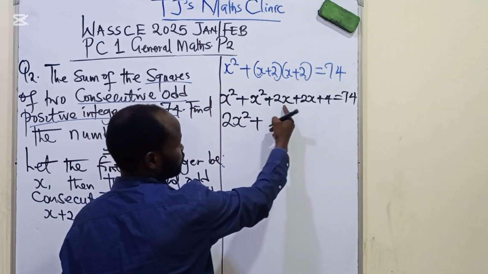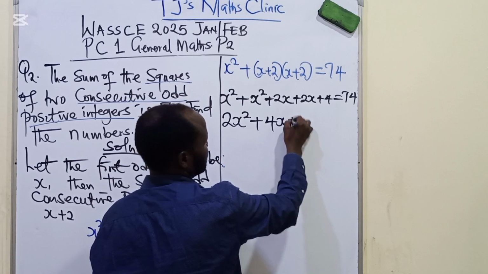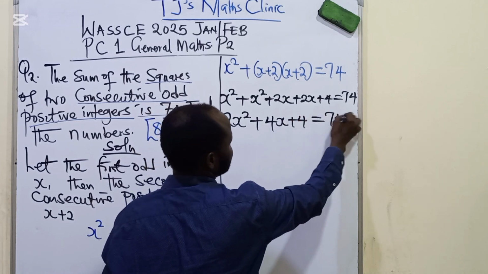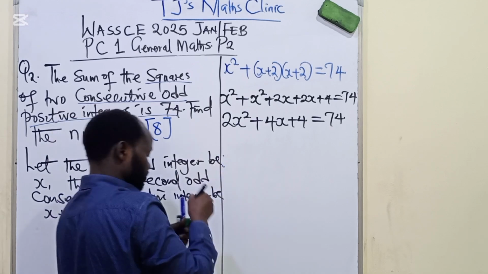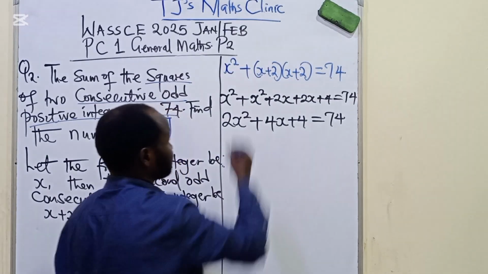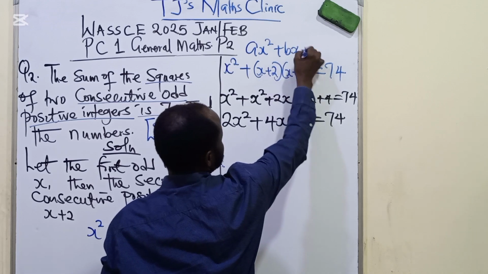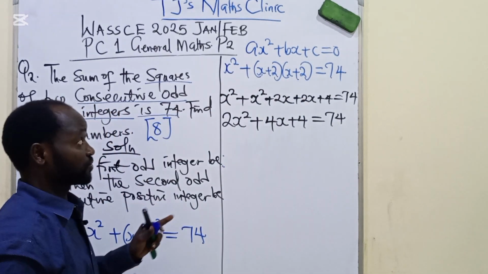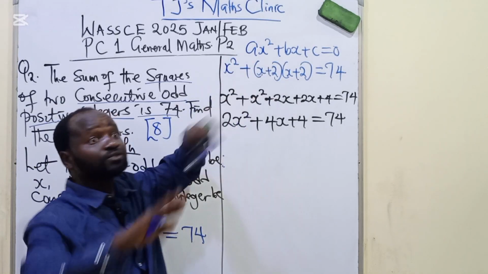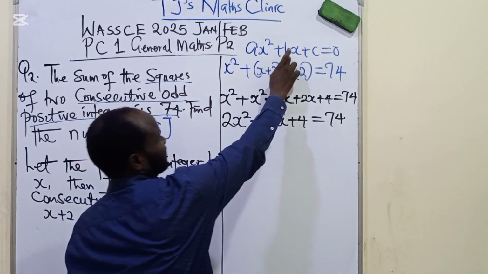Then plus 2x plus 2x, that is 4x plus 4 is equal to 74. Of course, this is a quadratic equation. Recall that a quadratic equation is of the form ax squared plus bx plus c equals 0, given that a will not be equal to 0. Otherwise, it will render this to be what? Linear. Very important. So let's rearrange this to look like this.